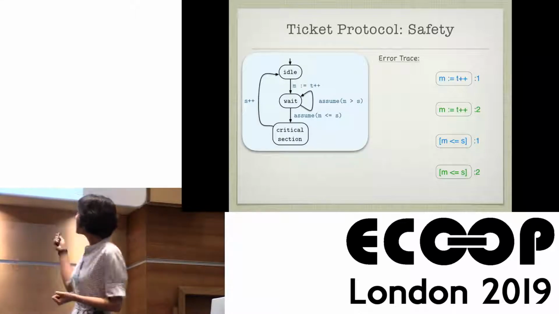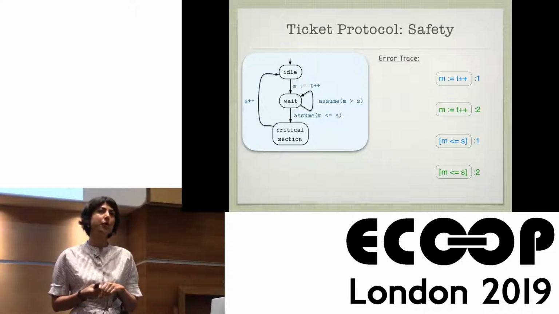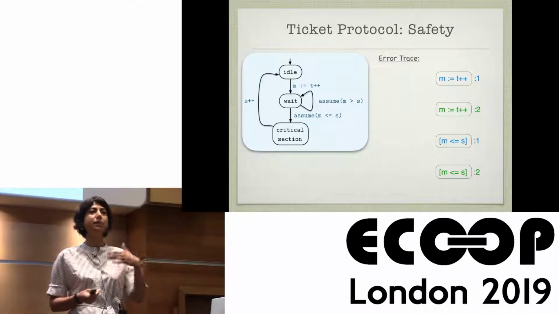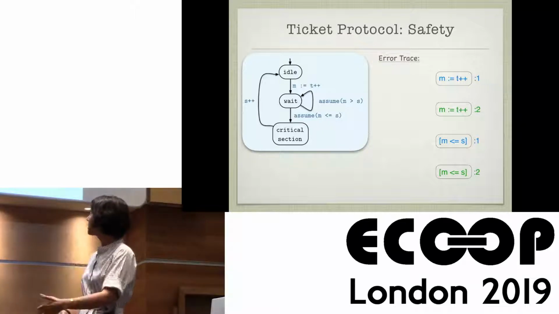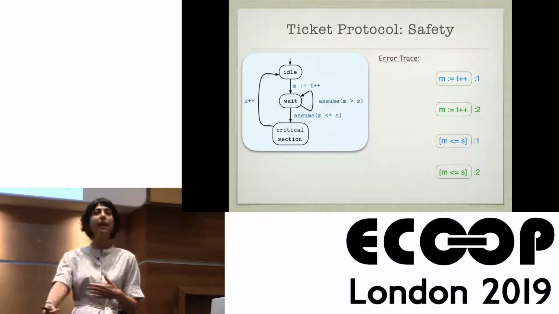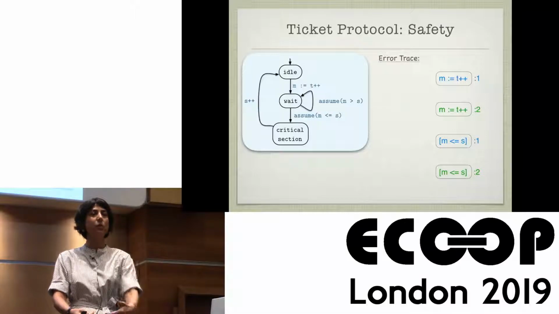So here is an example of such an error trace. This is a syntactic trace that is violating the mutual exclusion property. Why? The first thread is getting a ticket, entering. The second thread is getting a ticket. The first thread is entering the critical section, and following that, the second thread is entering the critical section. So now both threads are inside their critical section.